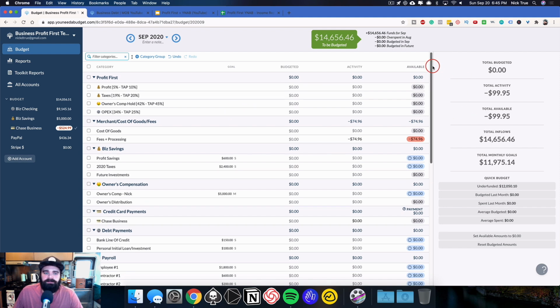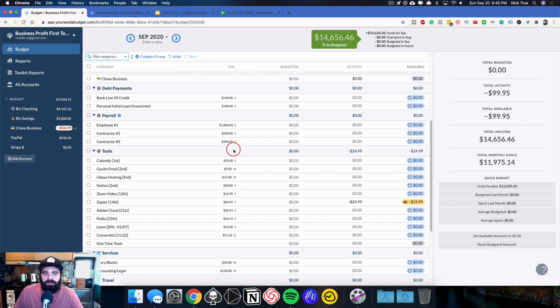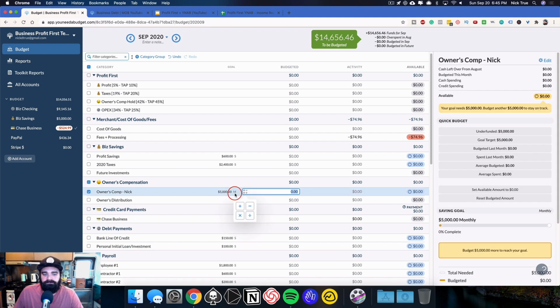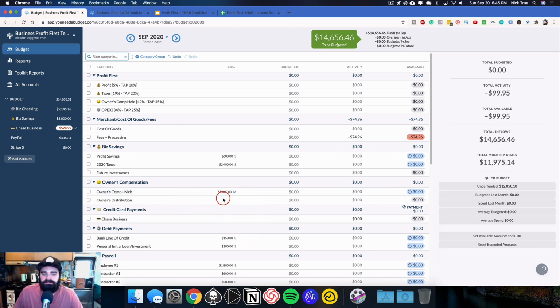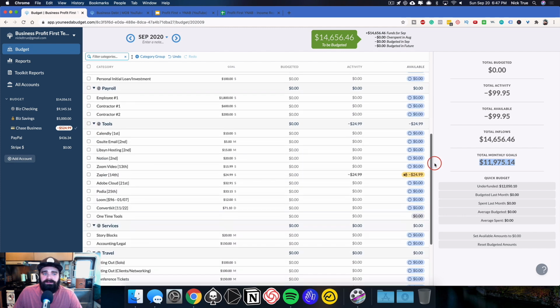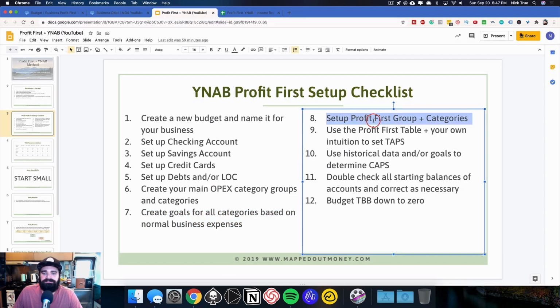The main point here is that you need to have goals for everything. That's your estimated amount you're going to set aside based on profit and taxes. That's the estimated amounts for all of your operating expenses, paying your employees. That's the goal for paying yourself a set salary. For example, in this scenario, I'm paying myself $5,000 a month. So at this point, we've got all of our different accounts set up. We've got all of our category groups and categories set up, and we've got goals set for everything. Our next step is to set up our profit first groups and categories.